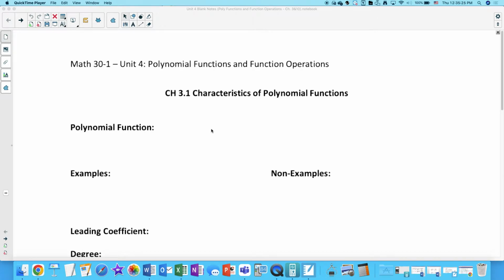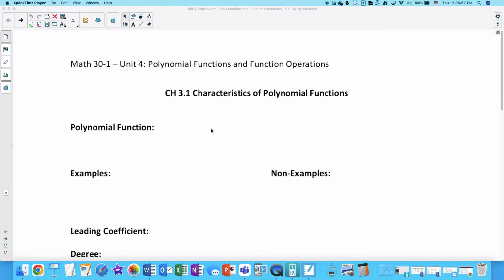This unit is on two topics. One of them is on polynomial functions, and then we're also going to look at function operations, like what happens if we add functions or subtract functions or multiply or divide functions, that sort of thing. A lot of the functions that we're going to look at with those function operations will be polynomial functions. This is, I would say, in general, one of the units that people find a bit easier, which hopefully will be good news for you.